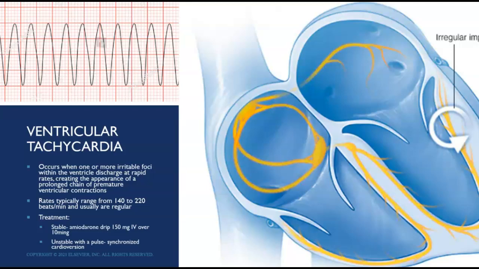Amiodarone is an anti-arrhythmic medication that is given in the ACLS algorithm, and also can be given in stable patients with ventricular tachycardia that's generating a pulse, to try to get them out of this rhythm and into a more organized rhythm. You can give it in a stable patient as an IV drip over 10 minutes. In an unstable patient, you're going to do that synchronized cardioversion if they have a pulse. If they do not have a pulse, they're automatically in the unstable category, and then you're going to be doing defibrillation, epinephrine, and amiodarone in the ACLS algorithm.